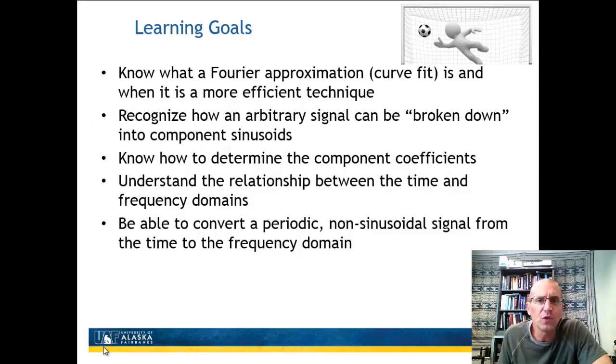At the end of this, you'll know what a Fourier approximation or curve fit is and when it's a more efficient technique. You'll recognize how an arbitrary signal can be broken down into component sinusoids. You'll know how to determine the component coefficients. You'll understand the relationship between the time and frequency domains, and you'll be able to convert a periodic, non-sinusoidal signal from the time to the frequency domain.